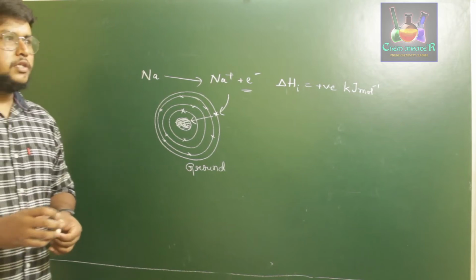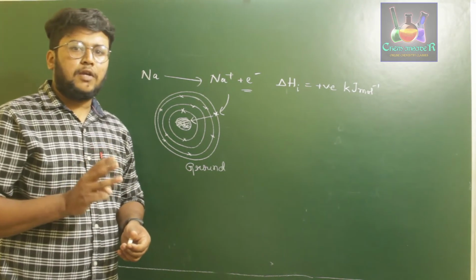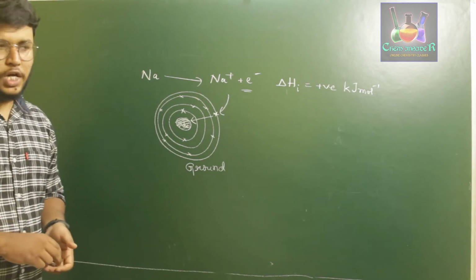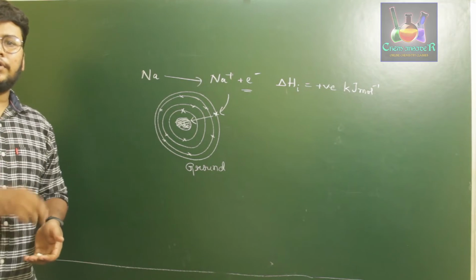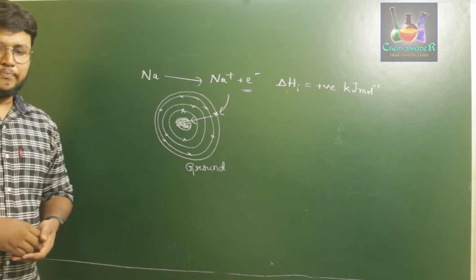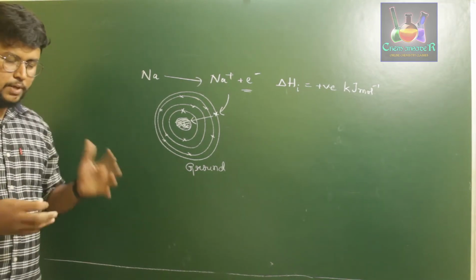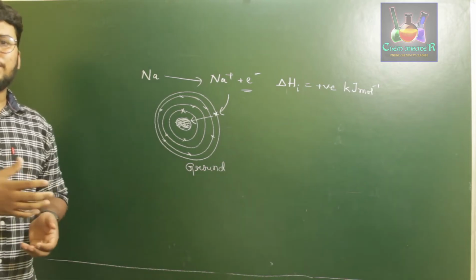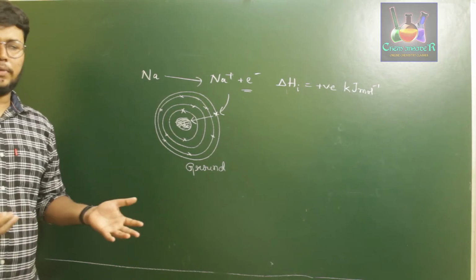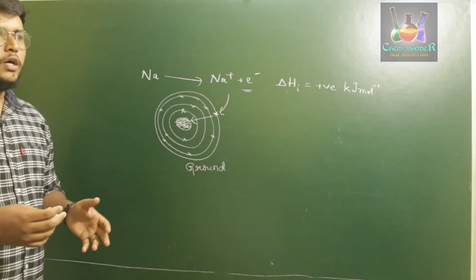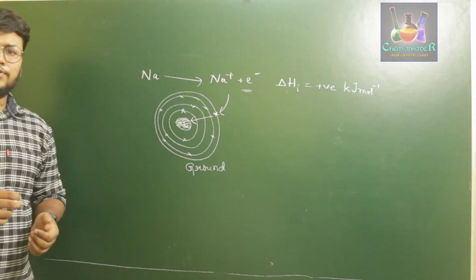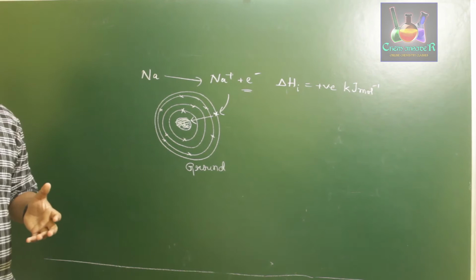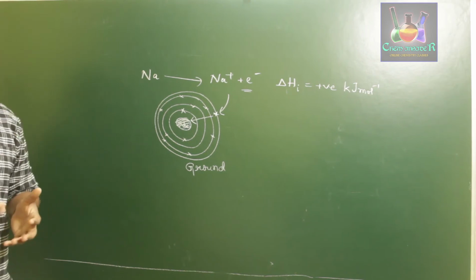Ionization enthalpy depends upon three main factors. One is the atomic radii, the second is nuclear charge attraction, and the third is the shielding effect. Atomic radii we have discussed in the previous video itself. It is nothing but the size of the atoms with increasing atomic number. Next is the effective nuclear charge. So what is effective nuclear charge? The attraction of electrons in an orbit towards the nucleus is called the effective nuclear charge.